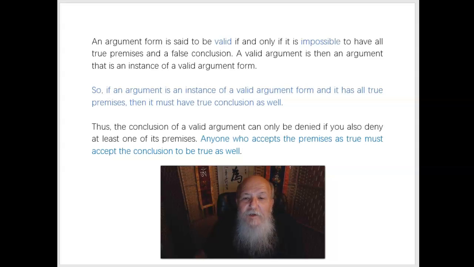A valid argument is then an argument that's an instance of a valid argument form. So if an argument is an instance of a valid argument form and it has all true premises, then it must have a true conclusion as well. Thus, the conclusion of a valid argument can only be denied if you also deny at least one of its premises. Anyone who accepts the premises as true must accept the conclusion as true as well.